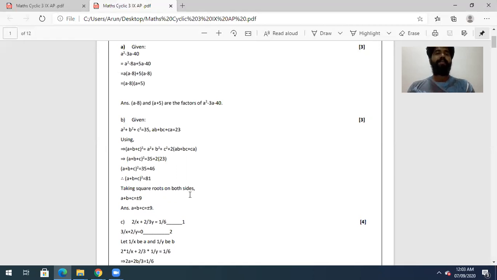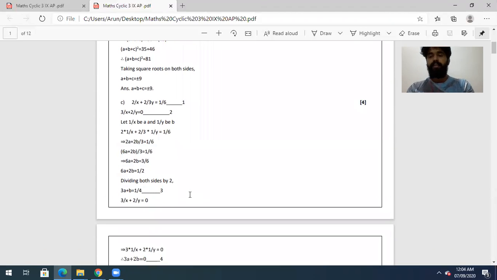So we'll get a plus b plus c the whole square is equal to a square plus b square plus c square, which is 35, plus 2 into ab plus bc plus ca, which is 2 into 23. So we have a plus b plus c the whole square is equal to 35 plus 46, that is equal to 81. Now taking square root on both the sides, we have a plus b plus c is equal to plus or minus 9. So the answer statement is a plus b plus c is equal to plus minus 9.